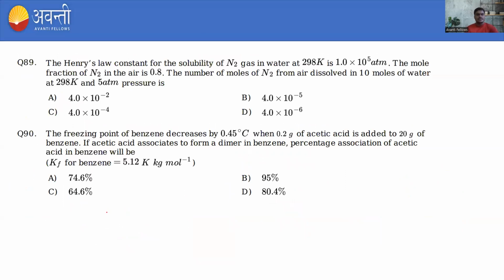Now let's see the next question, that is 89. The Henry law constant for the solubility of N2 gas in water at 298 Kelvin is 1 into 10 raised to the power n. The mole fraction of N2 in the air is 0.8. The number of moles of N2 from air dissolved in 10 moles of water at 298 Kelvin and 5 atm pressure is... So you have to identify this only, right? So again, this question is from Henry's law.